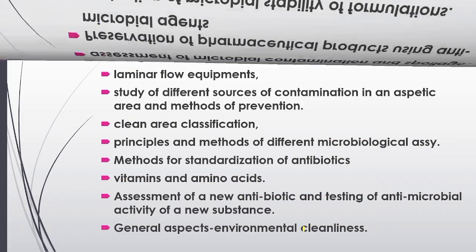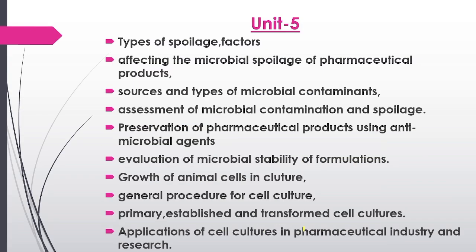And the fifth unit topics are mostly types of spoilage. Okay, first of all, what is spoilage? Spoilage means when a substance changes its property, so we cannot use it for consumption or any other activities. Okay, that is called spoilage. How many types of spoilage are there? The types of spoilage are mostly bacterial spoilage, chemical spoilage, physical spoilage and mechanical spoilage.